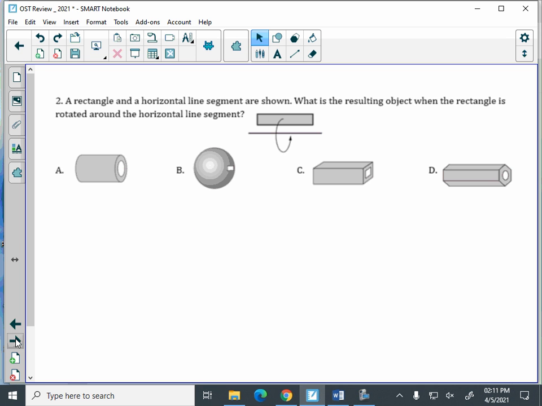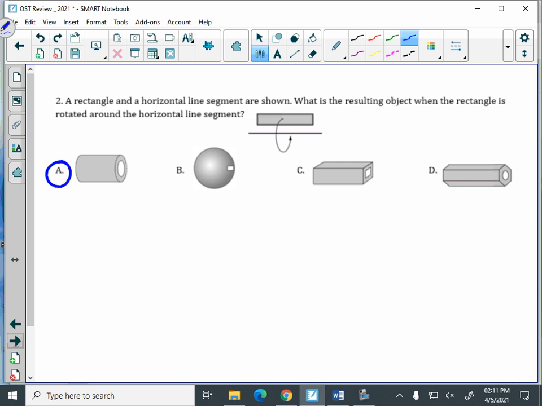So look at 2. It says we have this rectangle. We're rotating it about this line, and we need to figure out what's the resulting image. And the answer is A. And when we rotate a figure, everything is round. The rectangle is also not attached to the line, so it makes a hollow. So it's going to be a hole in the middle.